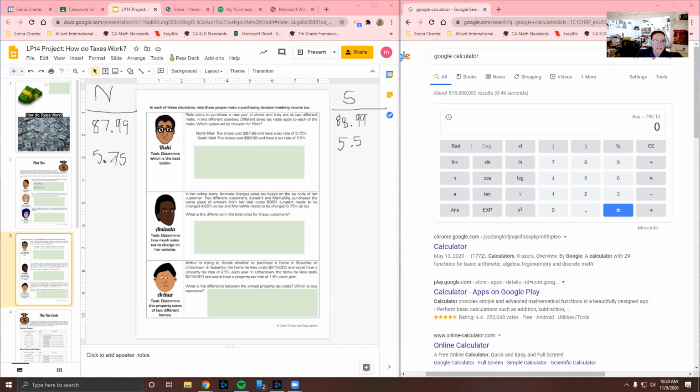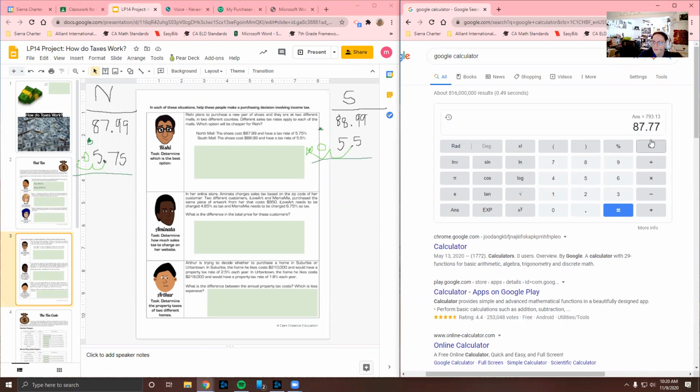Turn my decimals, or excuse me, turn those percents into decimals. Give it a double bump. Put your decimal, put your 0. Give it a double bump, same thing. Okay. Now, to figure out how much tax you owe, you multiply. So $87.99 times my 0.0575 and $88.99 times 0.055. So we're going to go ahead and do that math real quick.